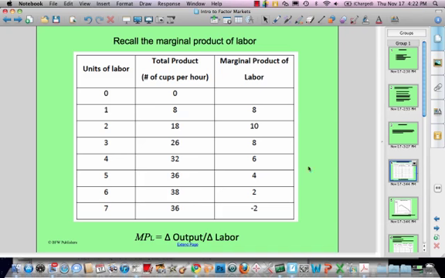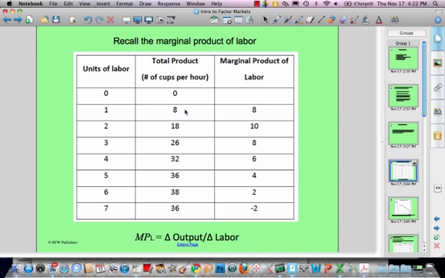Let's talk now about how we assign value to the inputs of different factors of production. Let's recall the marginal product of labor. We discussed this way back in module 54, I think it was. Marginal product of labor over here is nothing more than the change in output. So here, total product, so output, in this case I think we're talking about lemonade and number of cups output per hour, divided by the change in labor.